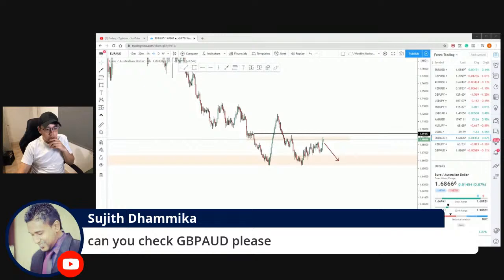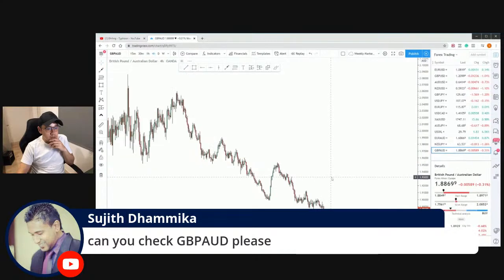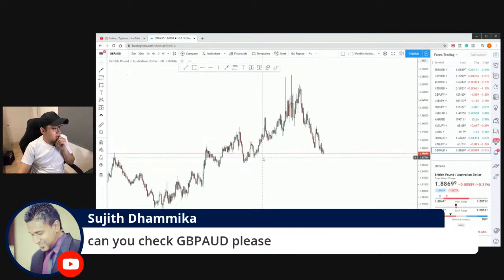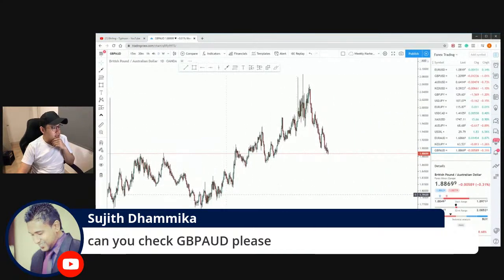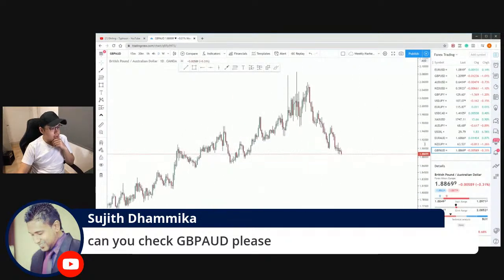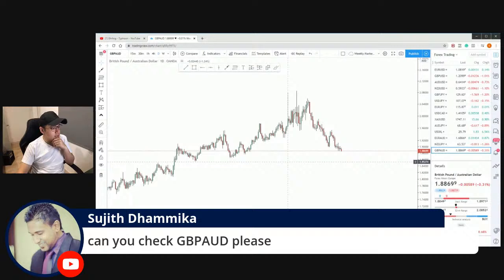Okay, another comment here on the pound Aussie. Firstly, we can see that daily is in a clear downtrend. The preceding trend was a very strong uptrend, and daily is now in a very clear downtrend. But if we mark the SNR at daily, we can see that the market is actually near the daily support level.